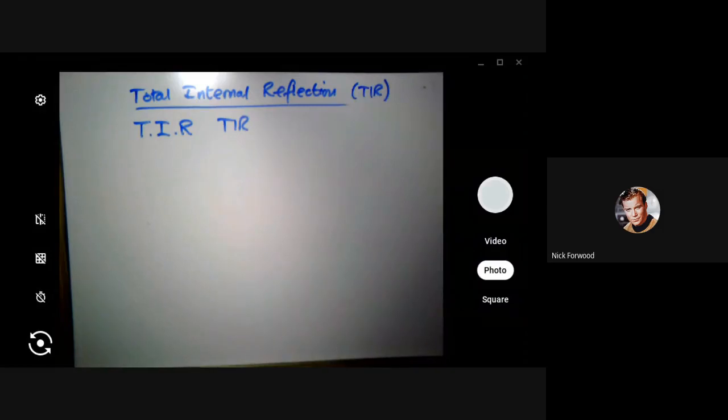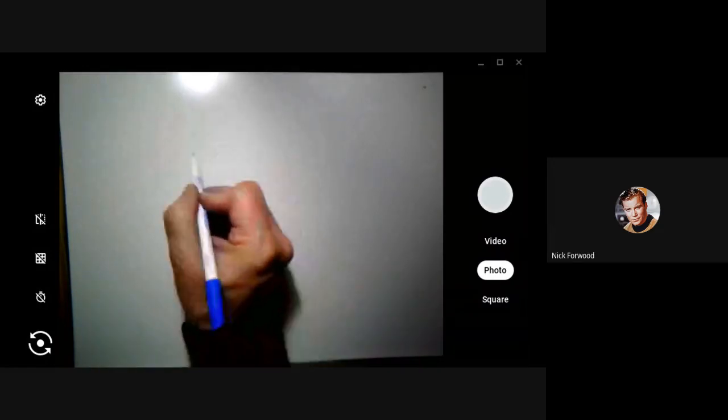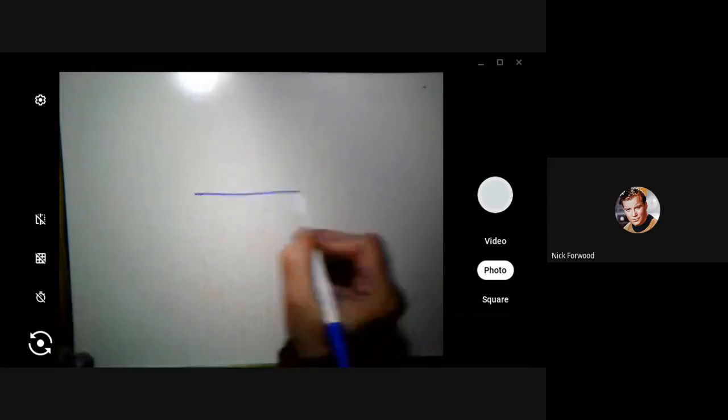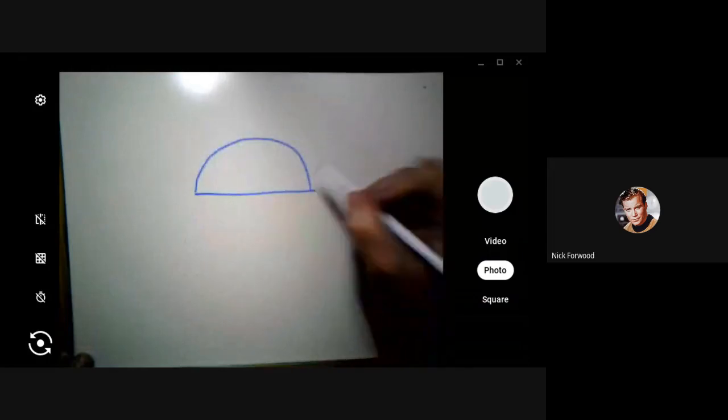So what is total internal reflection? Well, if you were in school, we would be looking at an experiment, but I'm going to describe this experiment. I'm going to use a semicircular block of glass, and we've seen a semicircular block of glass before, but this time I'm going to shine the light in, not through the straight side.